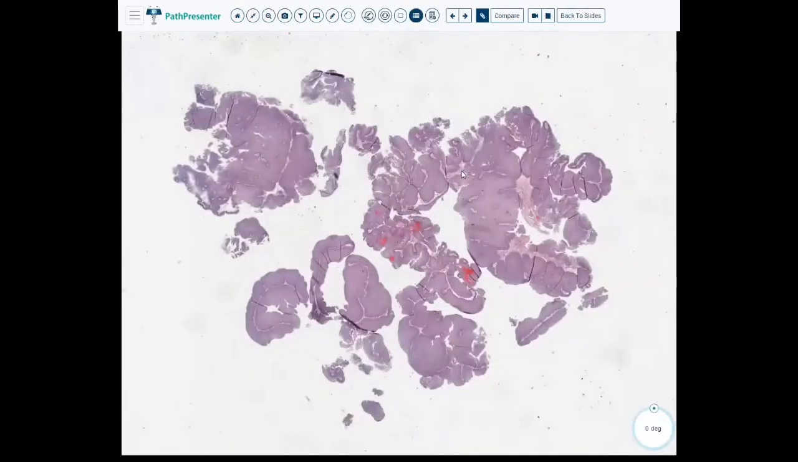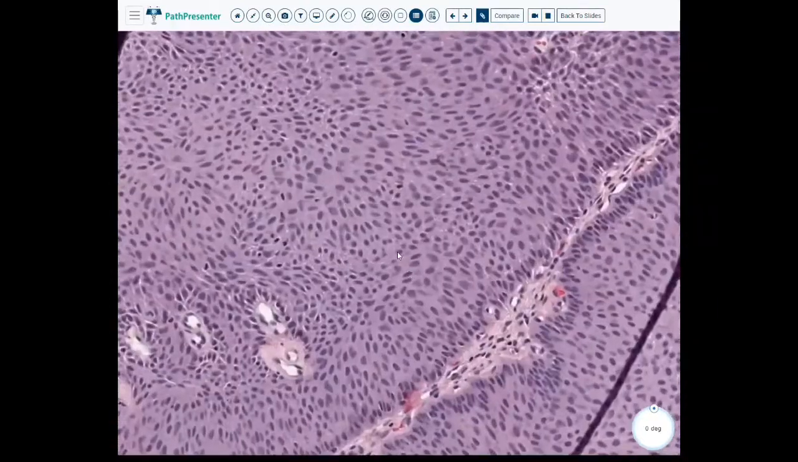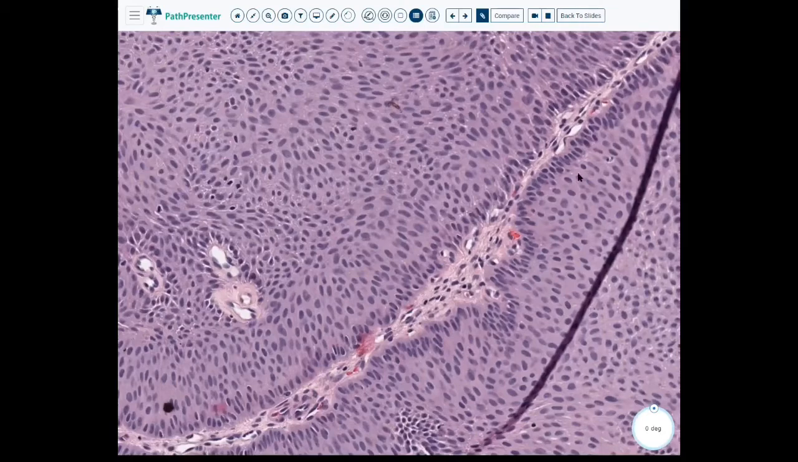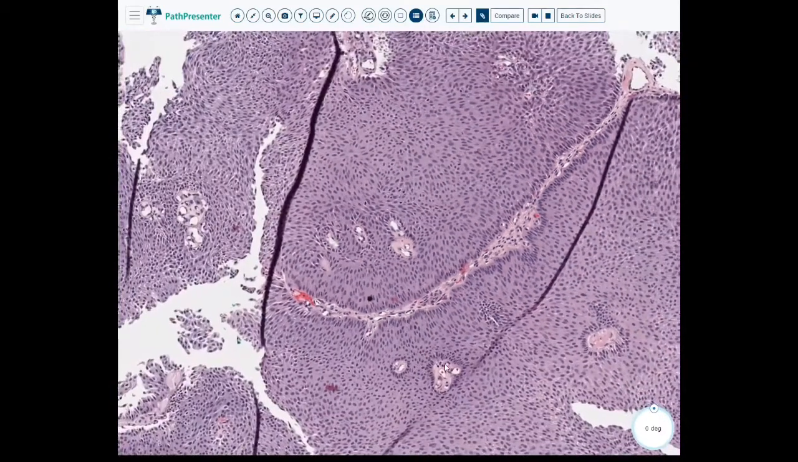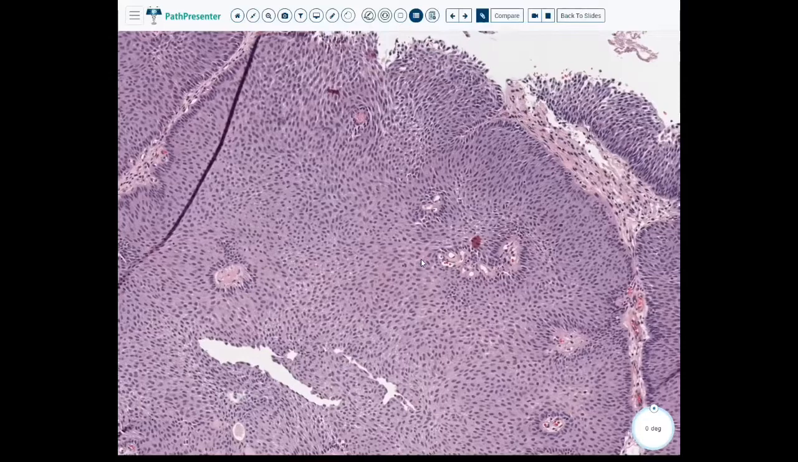This is case 6. So again, we see these huge expansile areas that are very purple, very blue. At low power it almost has a phyllodes type look with these very slit-like spaces, or fibroadenomatous type look, but we are in bladder, not breast. And if we go down, again, here is that basal layer, that peripheral palisade. Now, even though it's expanded, I feel like this is still very well defined.